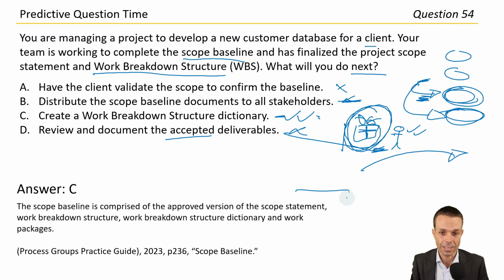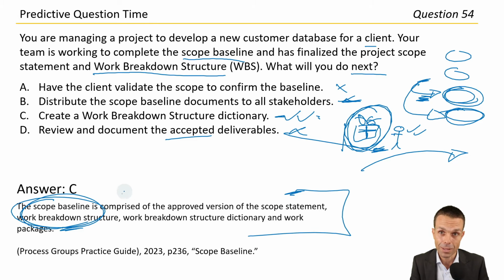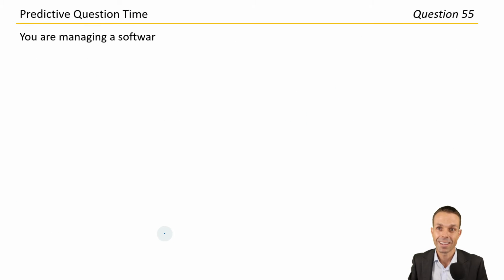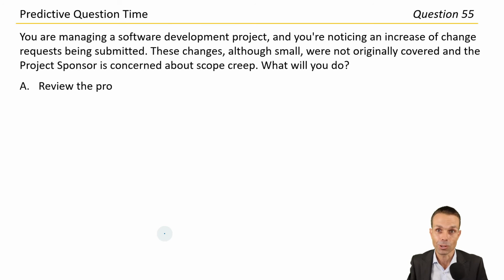I'm having a great time with these ones. Work breakdown structure dictionary and work packages come after the work breakdown structure and the scope statement. So all of that makes up our scope baseline. Remember that. Very important. Scope baseline, page 236, under the process groups practice guide. Excellent work. Now we're nearly at the halfway point already, so you're doing great.